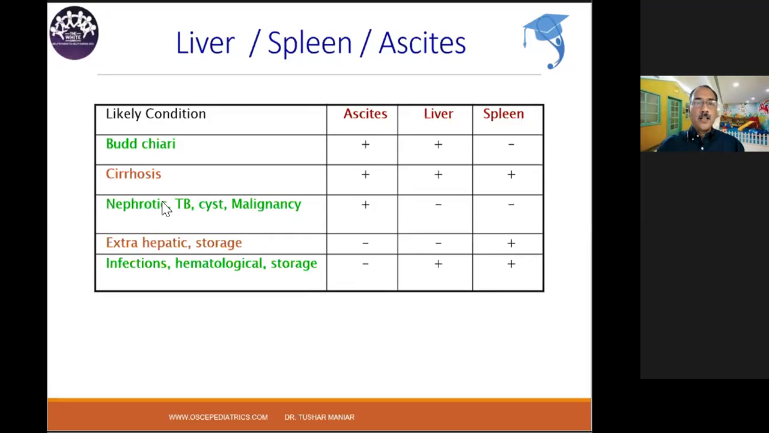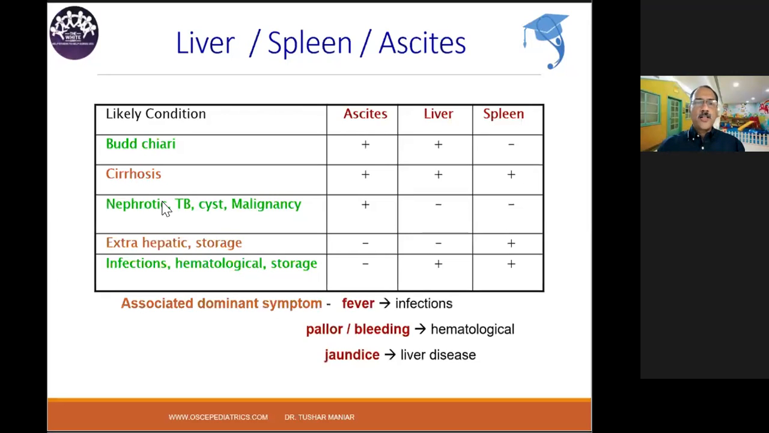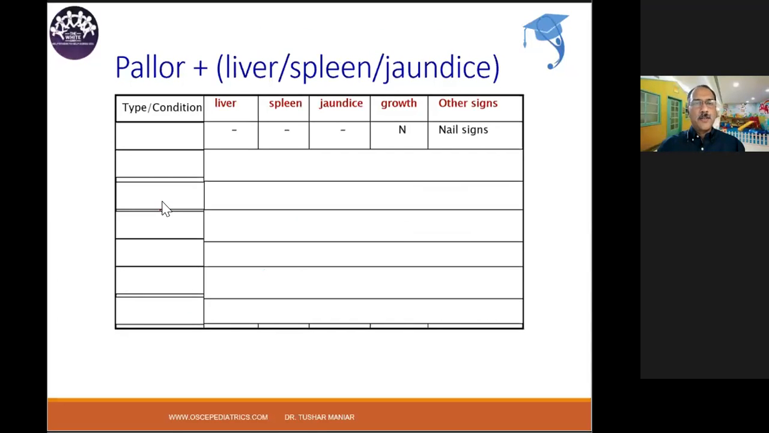But when you have these three conditions, liver, spleen, and ascites, you look at other dominant symptoms. You remember the first slide where we said, look at the chief complaints or the important findings. And if you don't have enough things, look at associated findings. So suppose there is fever associated with it, you will think of infections, inflammations, or malignancy. If you have pallor and bleeding along with this, you think more about hematological causes. And if you have jaundice along with liver and spleen, you're thinking more in terms of a liver disease. Okay, fair enough. There is one more table like this, but I think I'm going to skip this because that's not much into anatomy today.